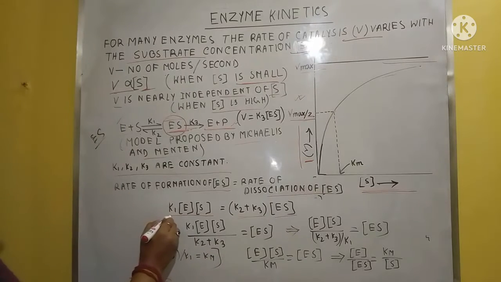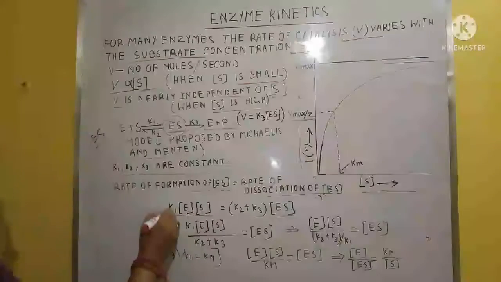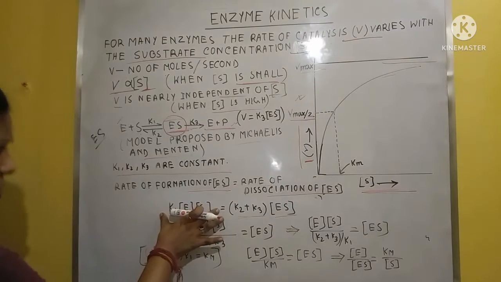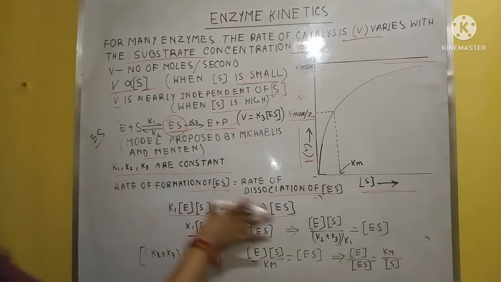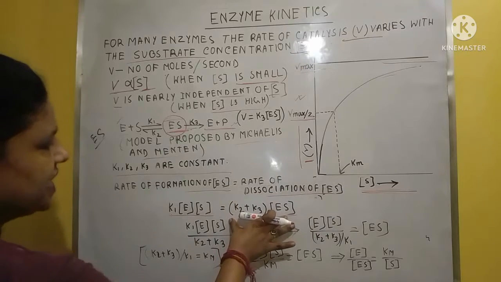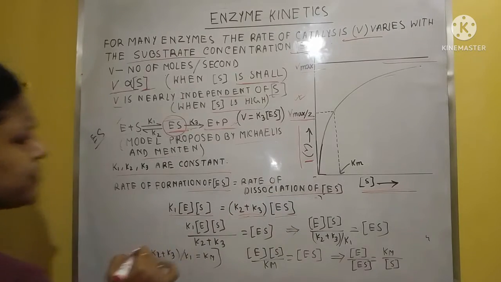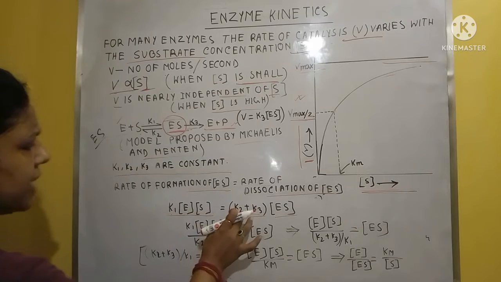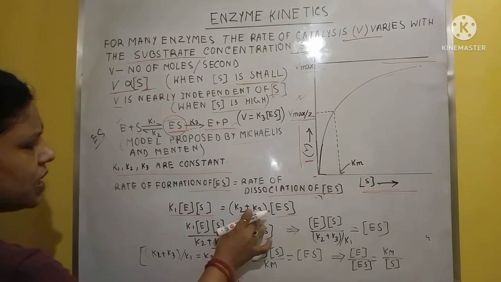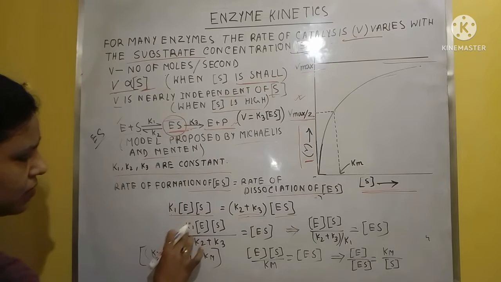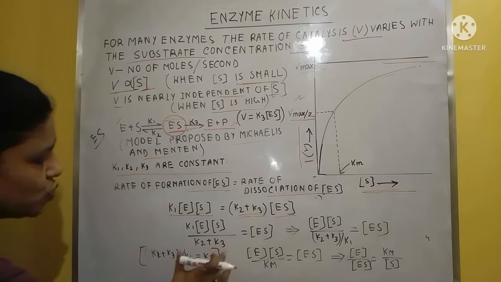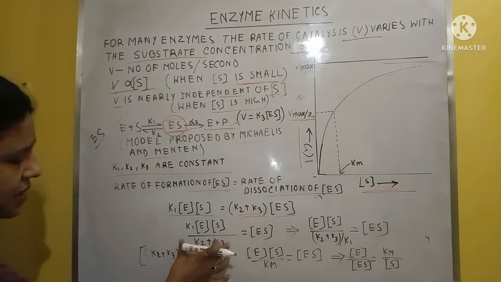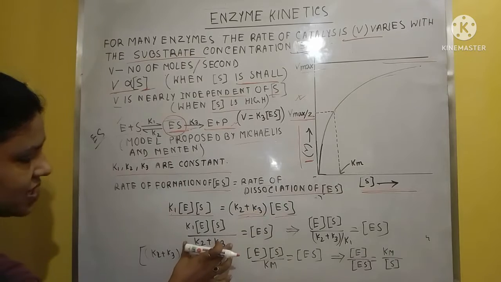K1 times the E and S concentrations, where K1 is a constant, equals the formation of ES. Here E and S both are present. This equals the dissociation of the ES, where the two constants are present. Now K1, K2 and K3 just transform to here: K1 ES divided by K2 plus K3, or you can change the side, K2, K3, you just transform here.